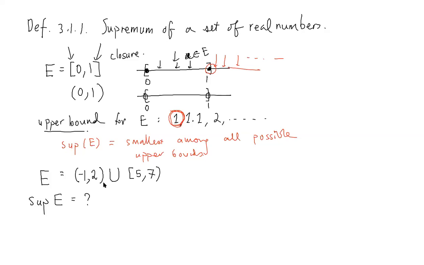So remember, the supremum of E, right, is the value whereby all elements in this set cannot exceed this value. And this is the smallest among all possible upper bounds for E. What would that be? Anyone wants to try?